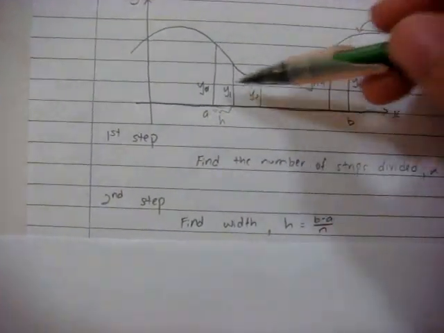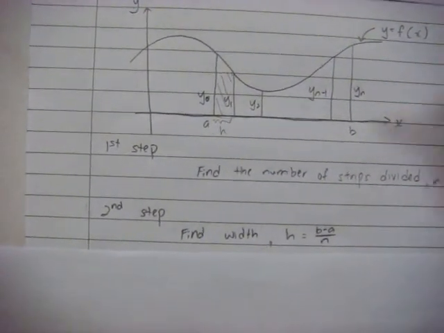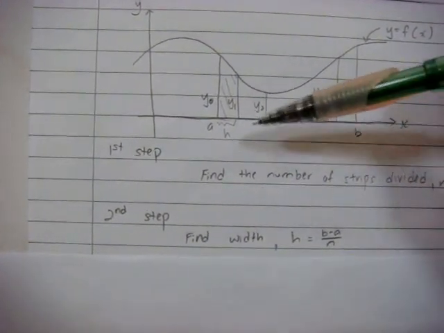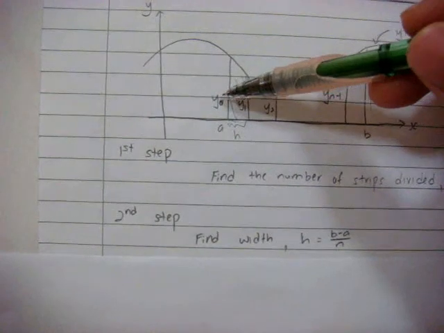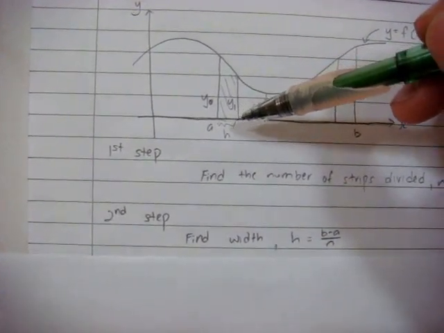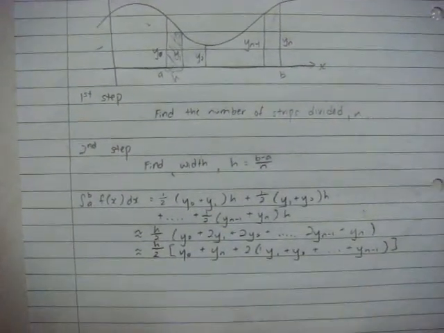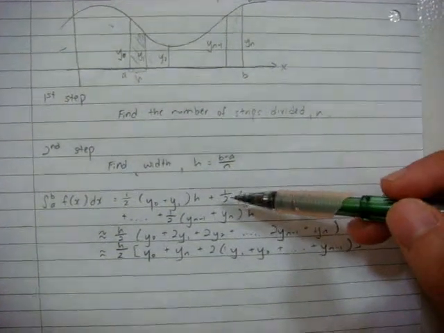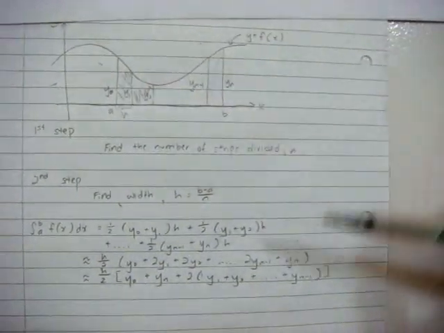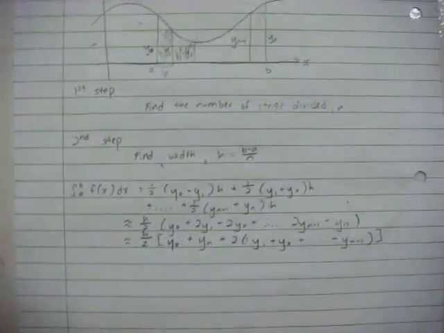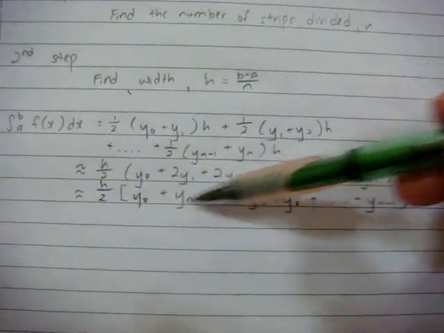And finally, to find the area here, which is half times the sum of parallel sides times its height. So it is half times (y0 plus y1) times h. Therefore, we derive a formula like this. Half (y1 plus y2) h is the area under here. And after we simplify it, we will get a formula like this.